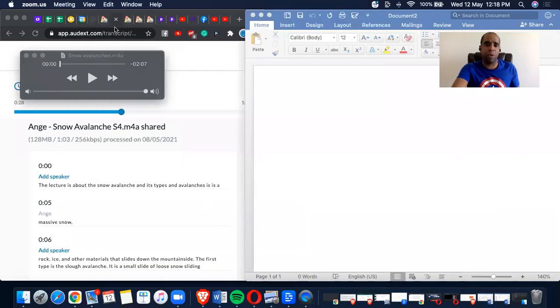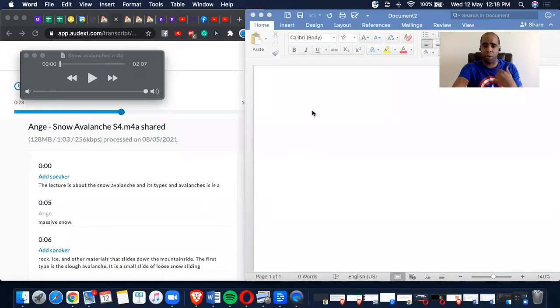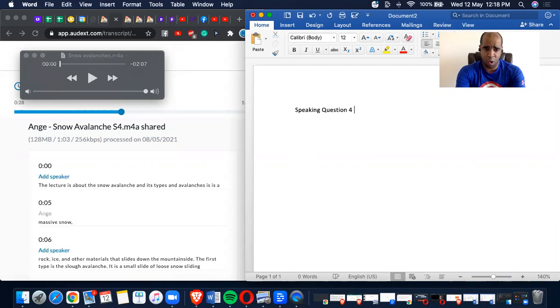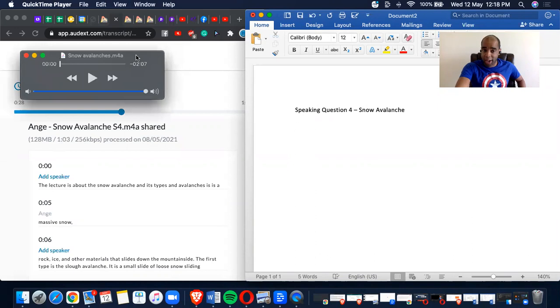This is the biggest thing, right? We have to understand how you can improve. So we're going to go over the part four question first, okay? So speaking question four, and as you can see in the software to the left, it says snow avalanche, okay? So what I have here is you are obviously the speaker, right?